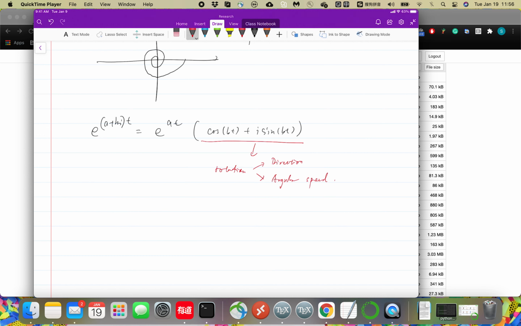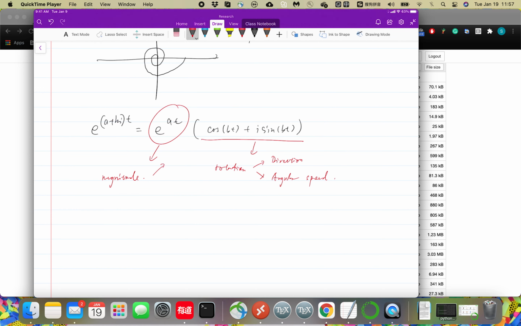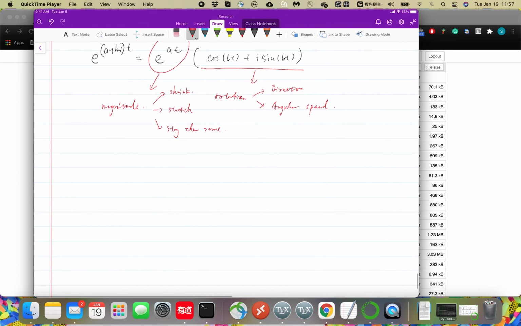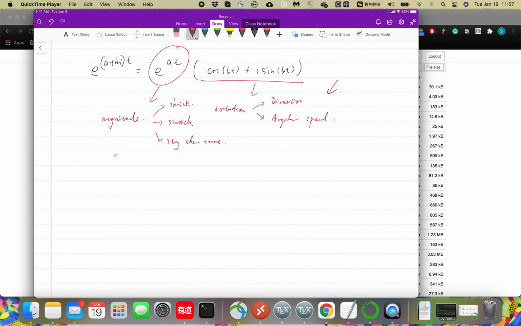Okay. What about this part? This part has nothing to do with rotation. It just makes your vector, as it rotates, longer or shorter. So this one tells you the magnitude. Therefore, you have three ways. The first one is it shrinks as you rotate, it stretches as you rotate, or it stays the same as you rotate. Okay, so this one tells you the rotation. This one tells you what? This one tells you the shrinking or stretching.